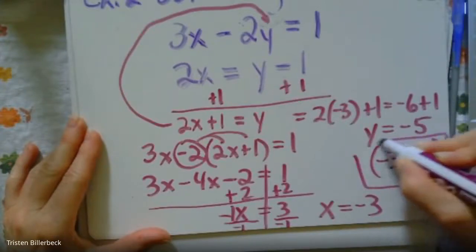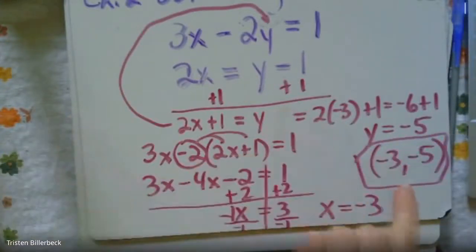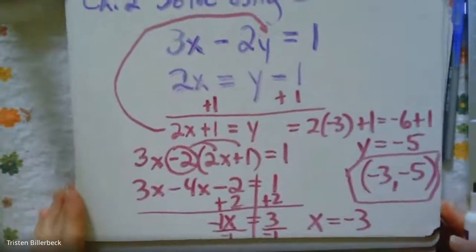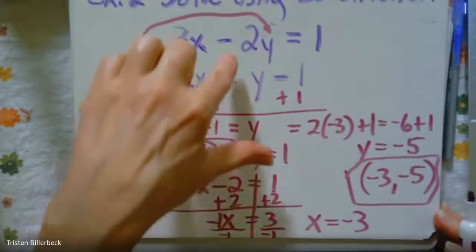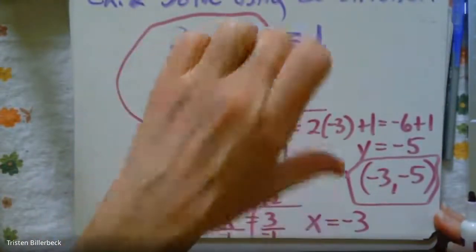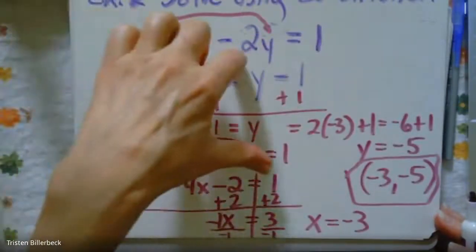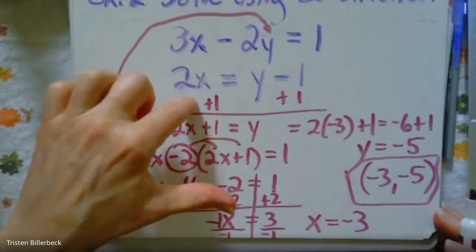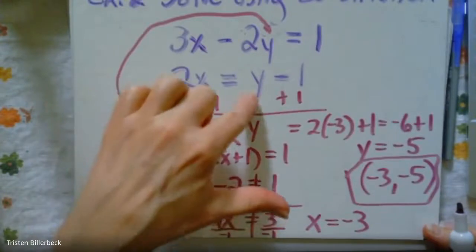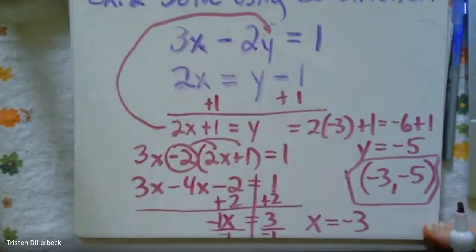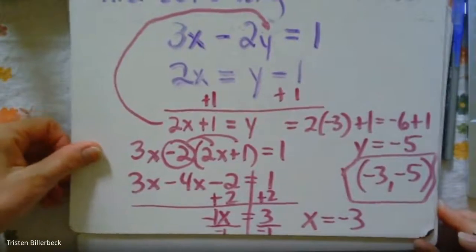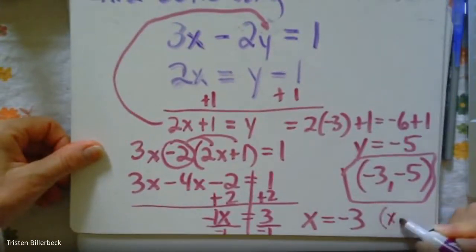Now, a check for this, which I haven't talked about, is you just plug it back in. So 3 times negative 3 is negative 9. And then negative 2 times negative 5 is a positive 10. So negative 9 plus 10 is 1. So that checks out. And this one, 2 times negative 3 would be negative 6. And negative 5 minus 1 is also negative 6. So that checks out as well. Okay, so that's how you quickly check your point of intersection, which is the solution. And remember, we always write coordinates x, comma, y.